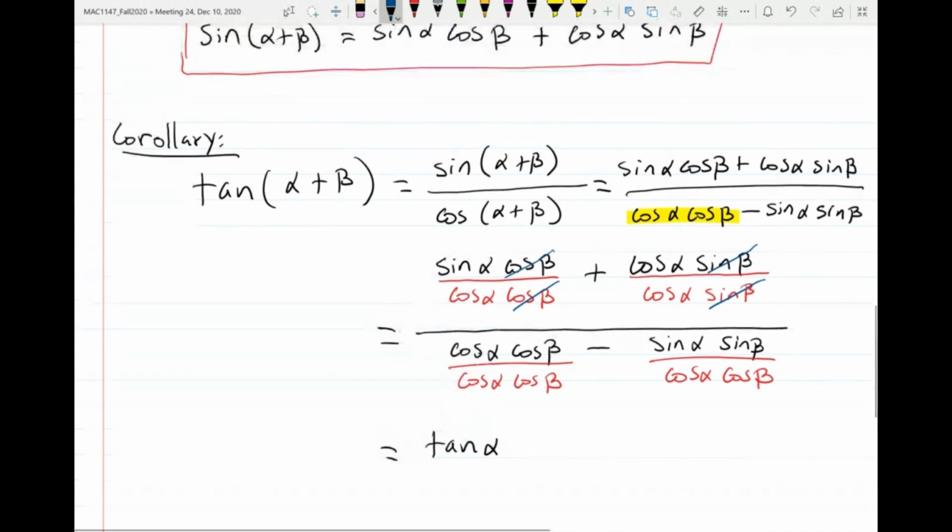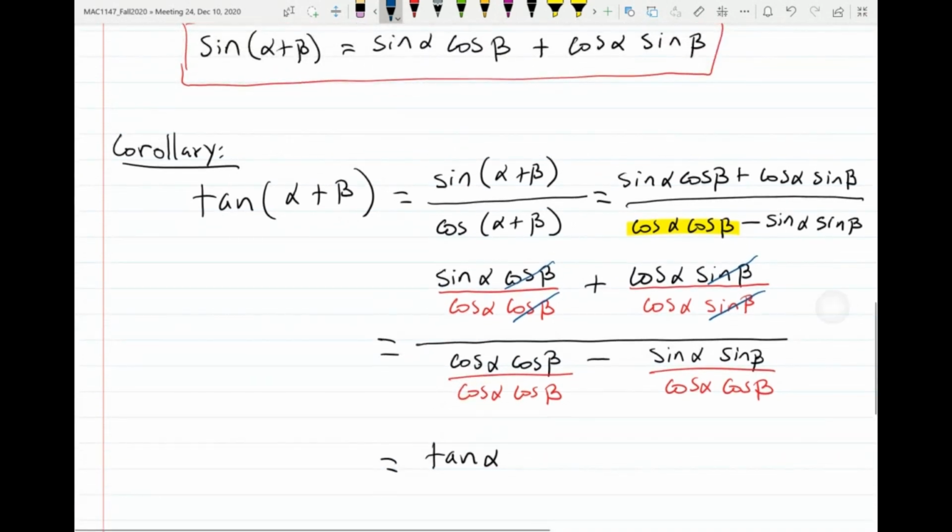I think I mistyped something. I feel like I wrote something wrong. Oh. Okay, so it's cosine of alpha, cosine of beta that I'm dividing by. So this is cosine of beta. You see that? I had a sine of beta, and it's cosine of beta. Okay, that's what I'm dividing by in every single term.